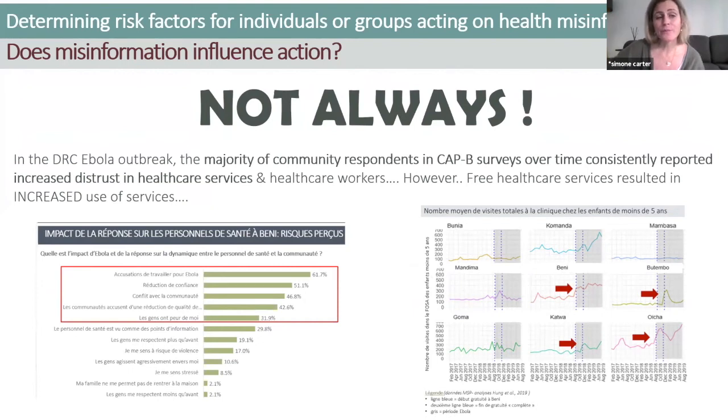So another example, on the left, we see a graph that asks about the dynamics between healthcare workers and communities during the Ebola response. So what we see is 31 to 61% of respondents reported negative impacts on the relationships with healthcare workers, so an increased distrust. But what we see on the right is the healthcare services used. And actually with free healthcare, in all of the areas where there's free healthcare, the healthcare services increased by 200% and 300%. So while they might have distrusted the services, they were still going.